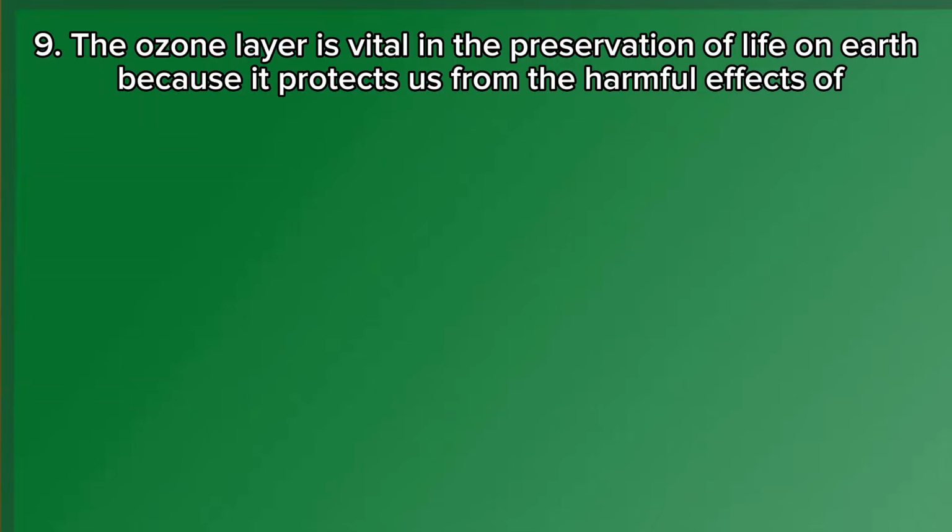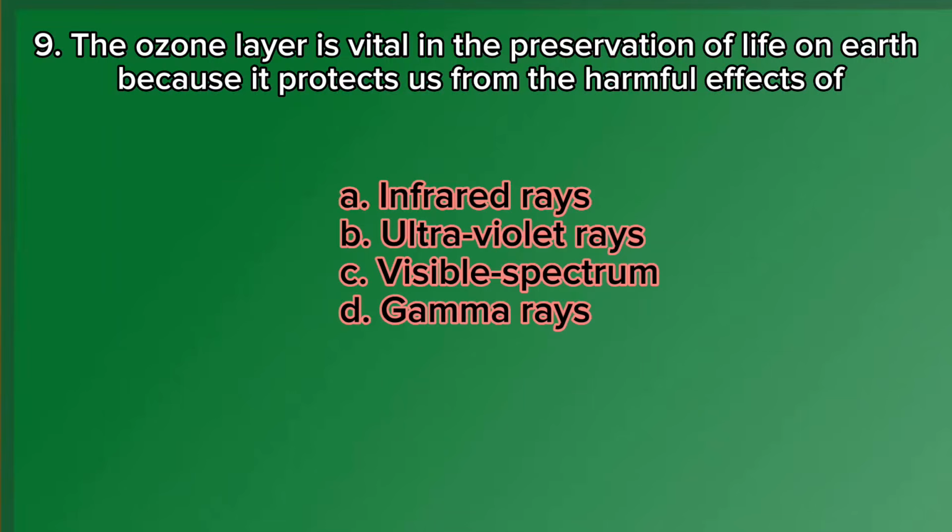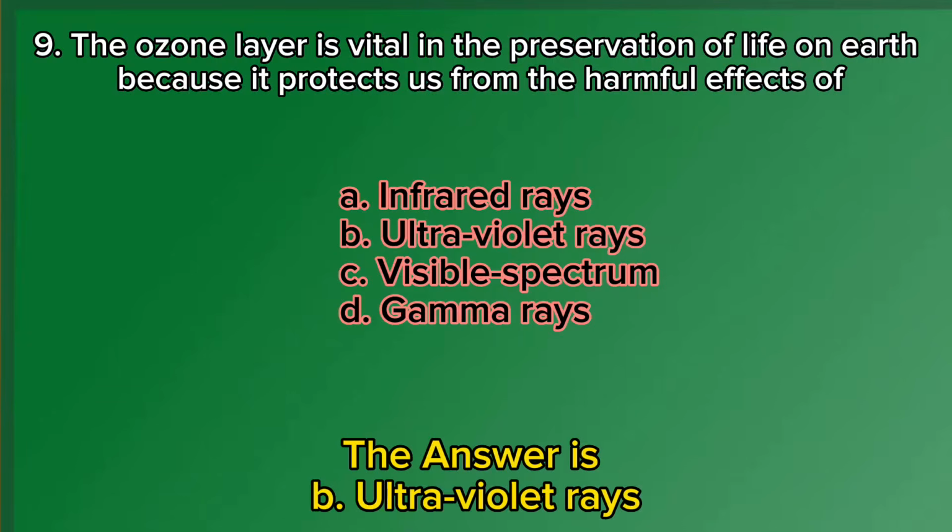9. The ozone layer is vital in the preservation of life on Earth because it protects us from the harmful effects of A. Infrared rays. B. Ultraviolet rays. C. Visible spectrum. D. Gamma rays. The answer is B. Ultraviolet rays.